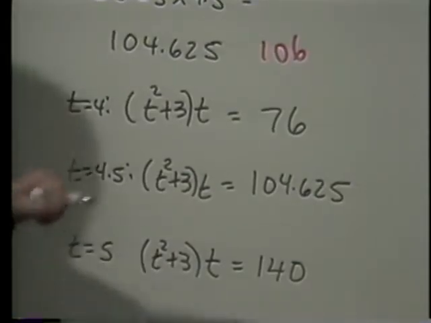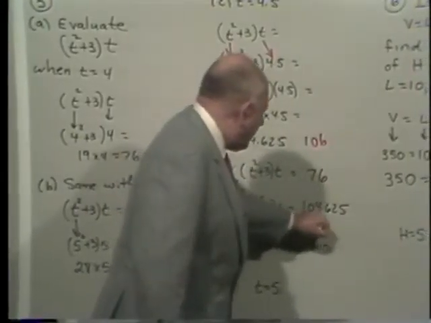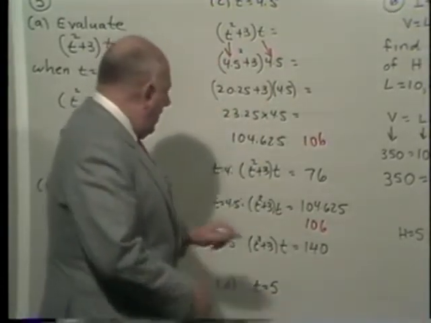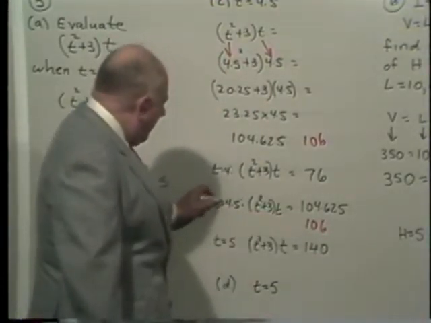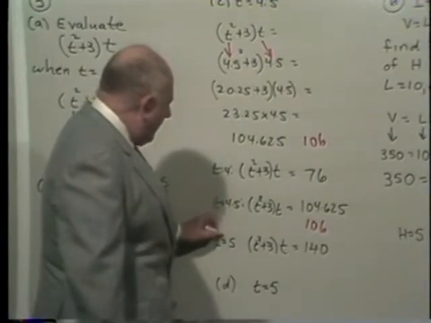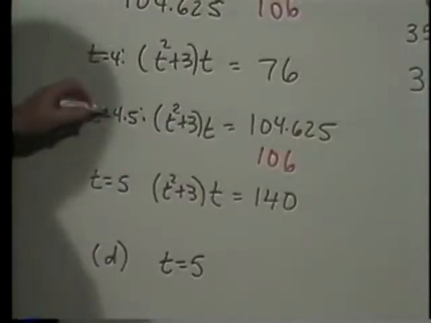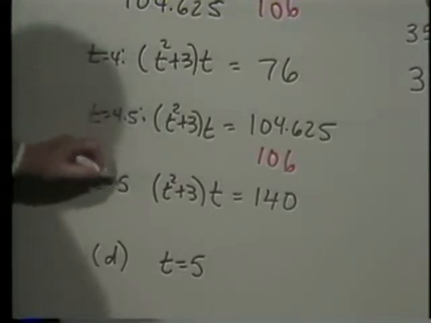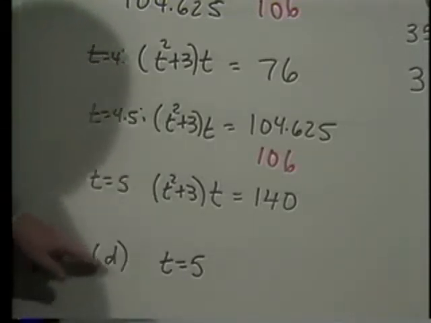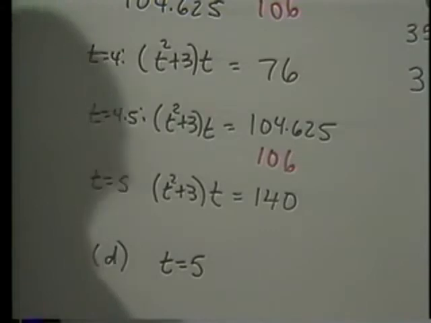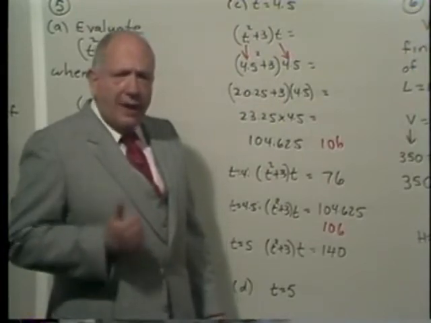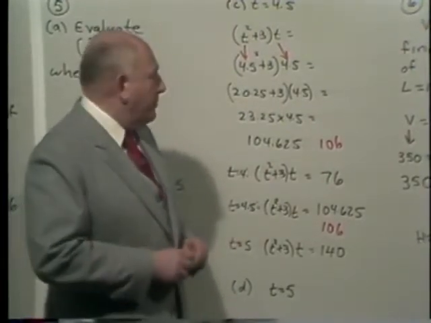What did I want to get? I wanted to get 106. 106 fits between 104 and 140. Therefore, the value of t that I'm looking for must fit between 4.5 and 5. But if a number fits between 4.5 and 5, it's closer to 5 than to 4. Therefore, the answer to part D is t equals 5. You see, we had to do parts A, B, and C in order to do part D, and that's all I wanted you to see in that problem.